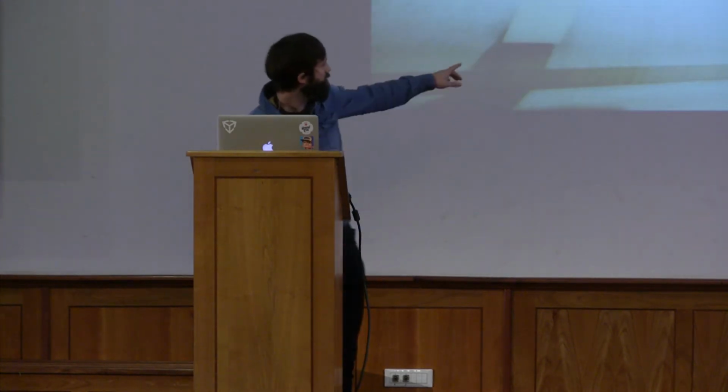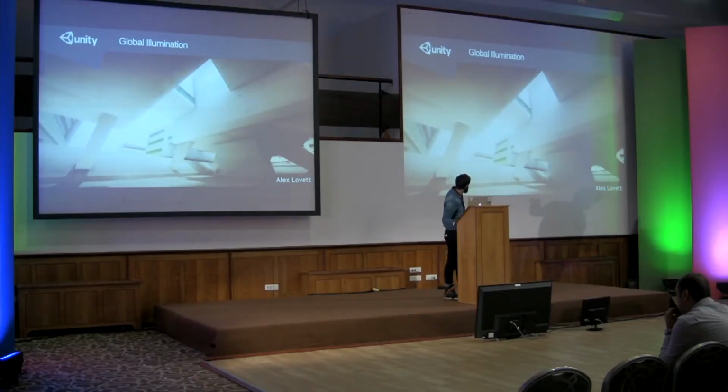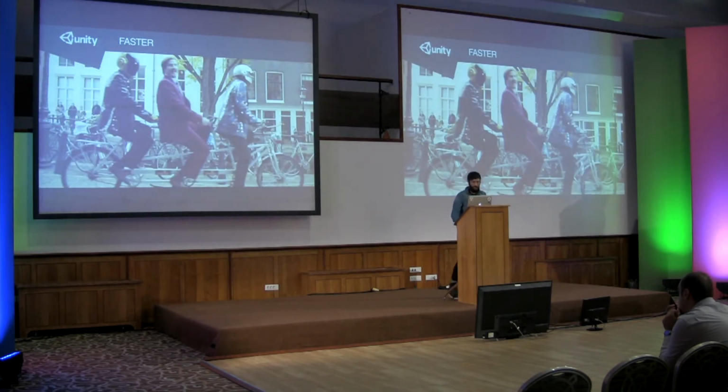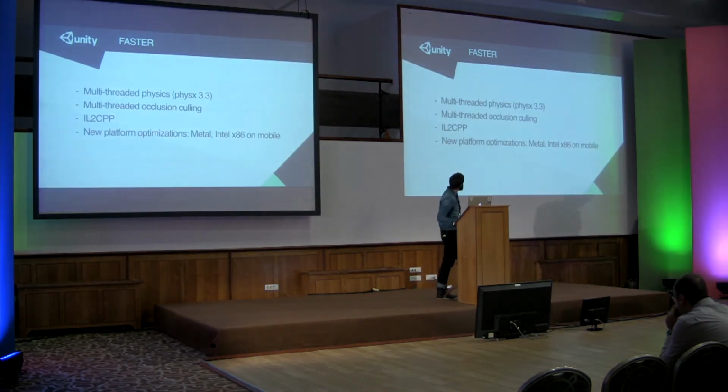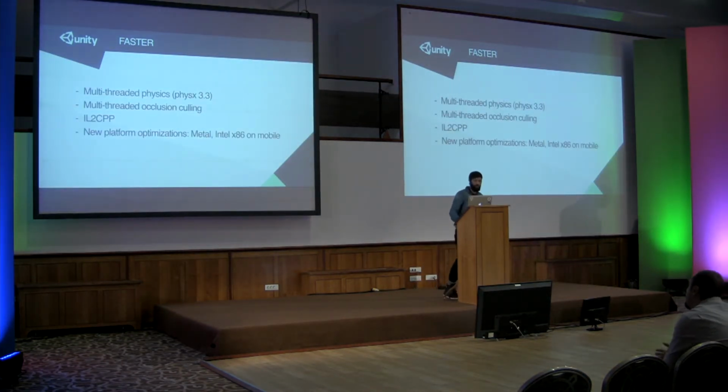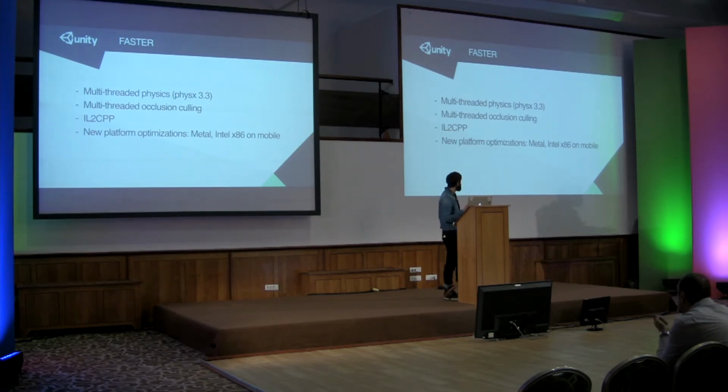These are assets that he took from GTA, and he just put them in Unity and used the global illumination. We are faster than in Unity 4. Why? We went from NVIDIA Physics 2.2 in Unity 4 to Physics 3.3, which was completely rewritten.